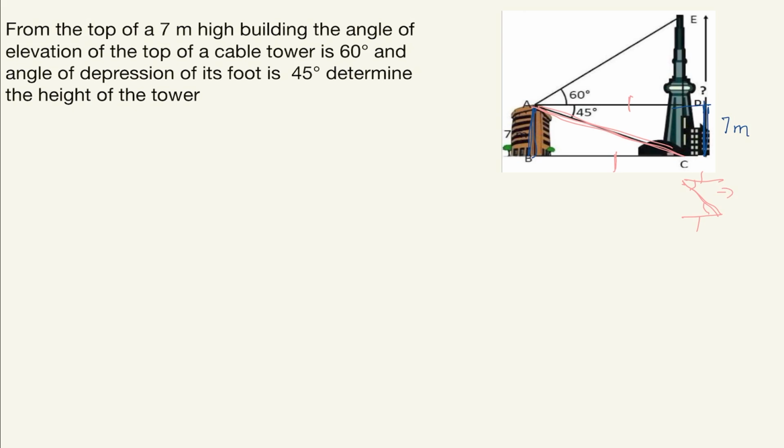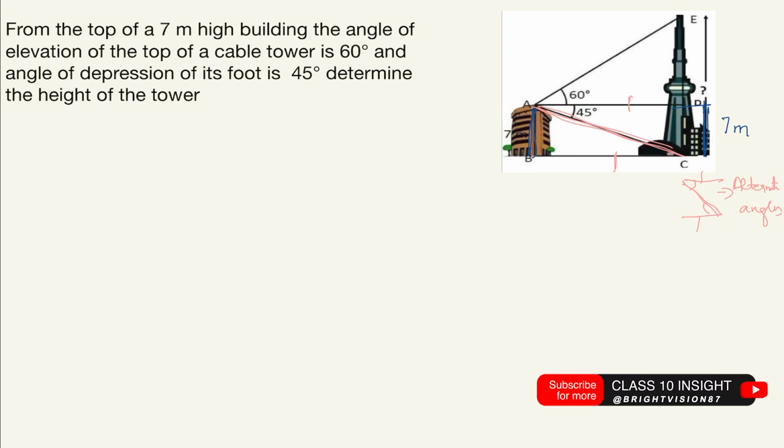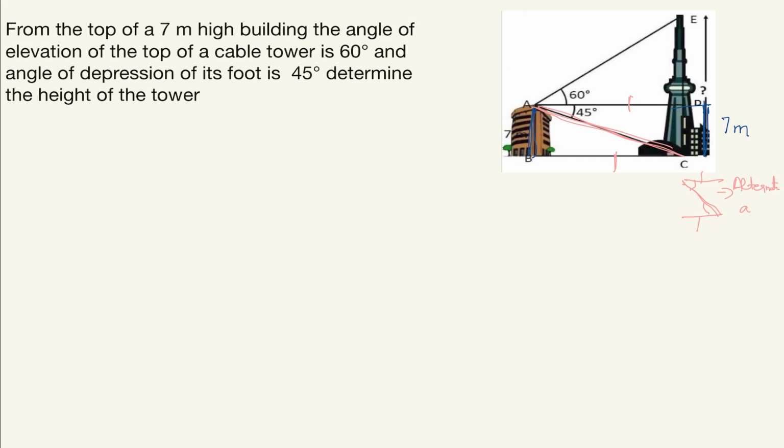What do we call these Z-shaped angle as? We call them as alternate angles. And we all know that alternate angles are equal. Hence, angle DAC will be equal to angle ACB. Hence, the value of angle C here will be 45. We have got the value of angle C with the concept of alternate angles.